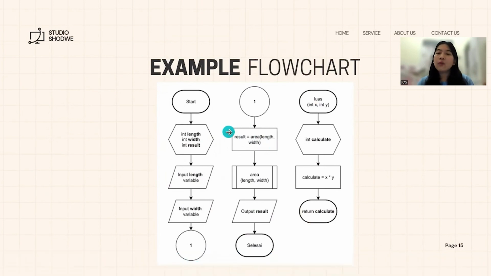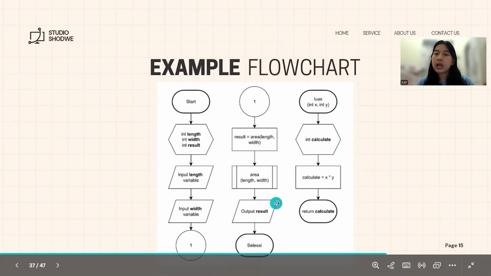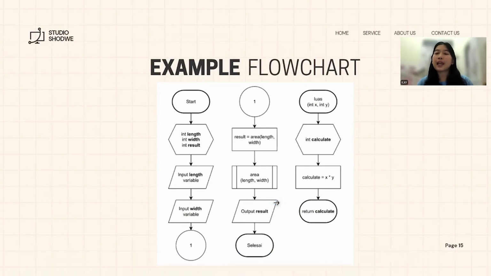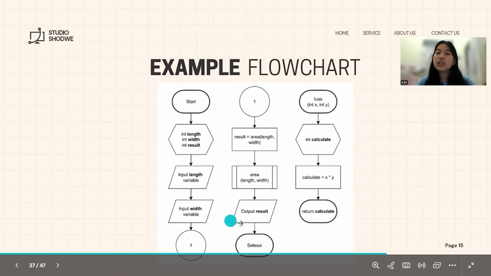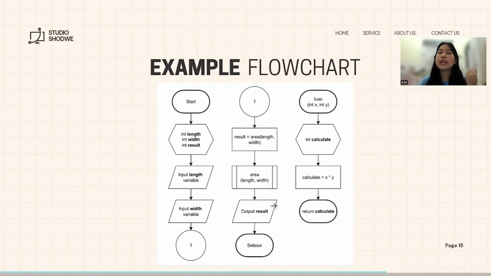This function multiplies the length by the width and returns the answer back to the main program. The result of this calculation is then displayed as the output. So in short, this flowchart shows a simple process. We input the length and width. The program processes them through a function and then it gives us the area of the rectangle.